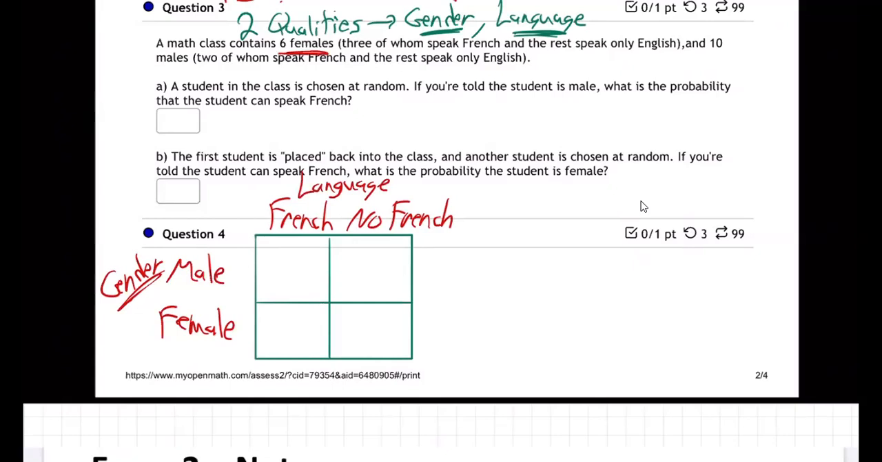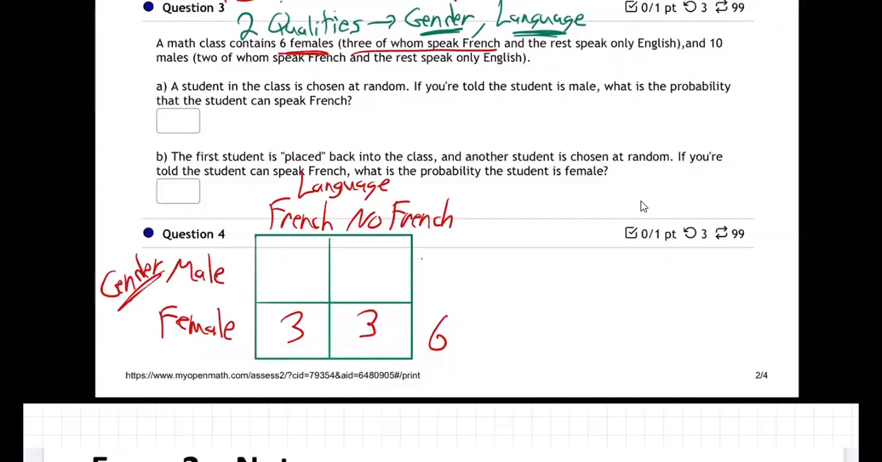6 females, 3 of whom speak French. So do you see where that goes? That's over here. That's the total females. 3 speak French, 3 don't. Is that good so far? Do you see that? 3 among 6 females total. 3 speak French, 3 do not.